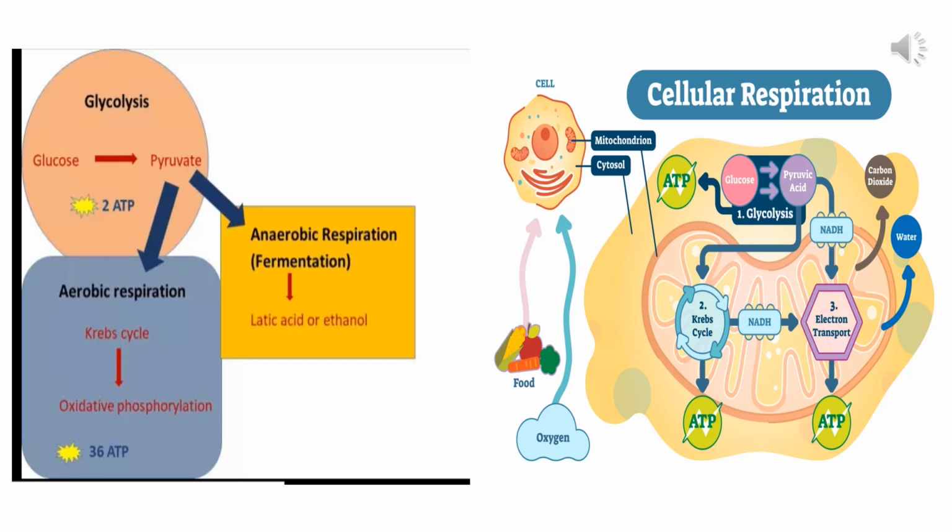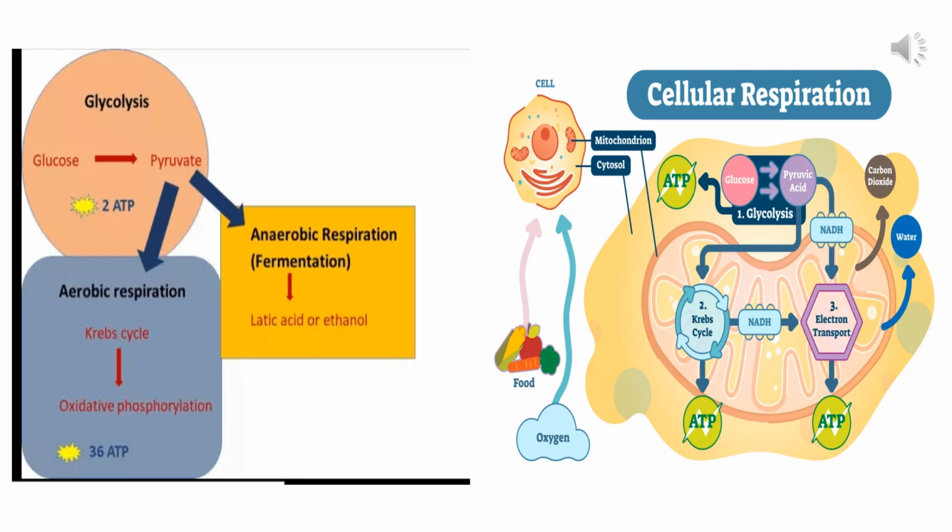In the first picture, the whole process of respiration has been presented. The first step is glycolysis, where glucose is converted into pyruvate, and in this process only 2 ATP molecules are produced. Then the pyruvate goes into the Krebs cycle, where the pyruvate is completely oxidized to produce carbon dioxide, water and ATP. Here 36 ATP molecules are produced.